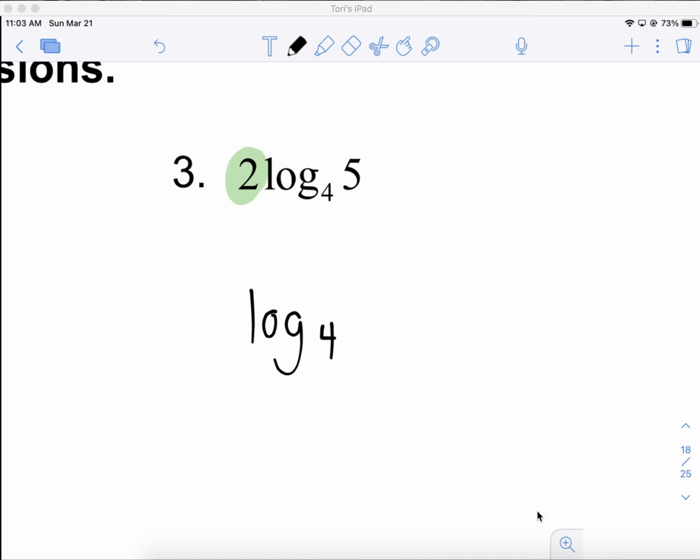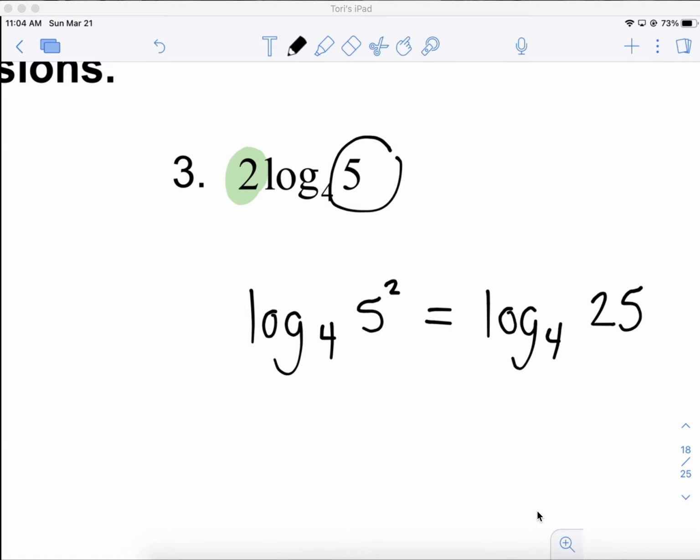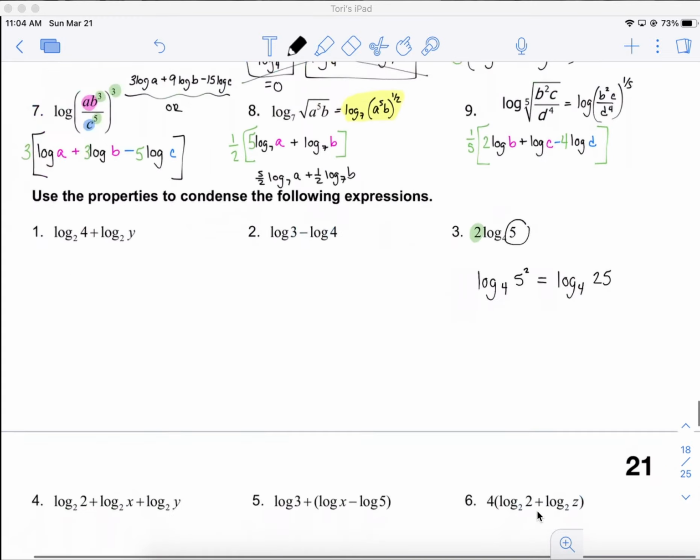log base 4. Make sure that you are keeping it on the parenthesis or on only this section. So you wouldn't be saying 5 squared like this. You would be saying it like this, 5 squared. Or in other words, this one would just give you log base 4 of 25. Okay, and you could go either way with that. All right, that is your top row. Go ahead and make sure you have that copied down. We're going on to the next page.